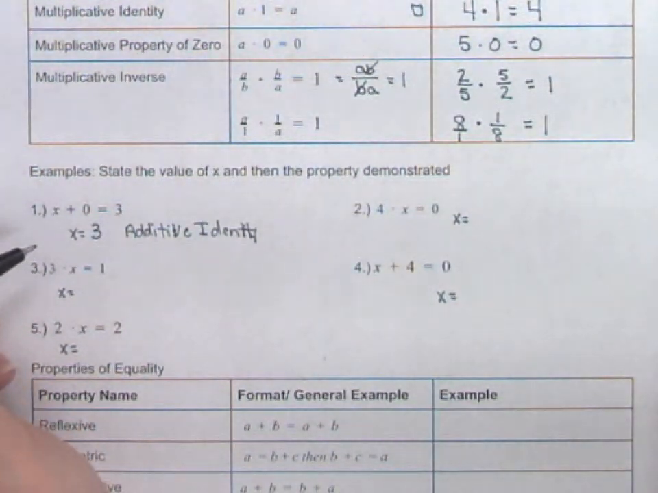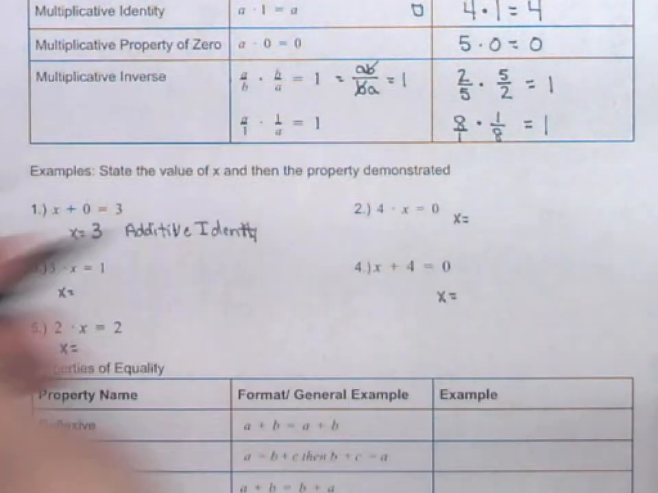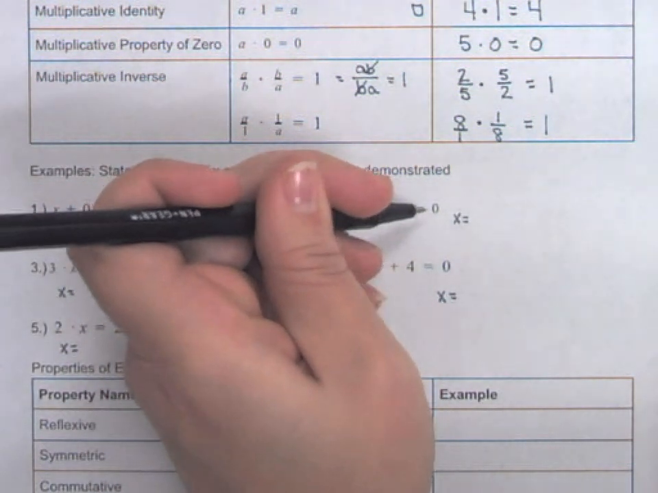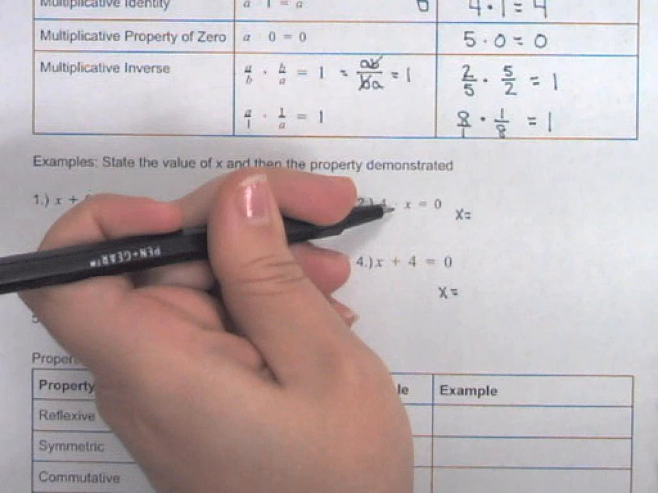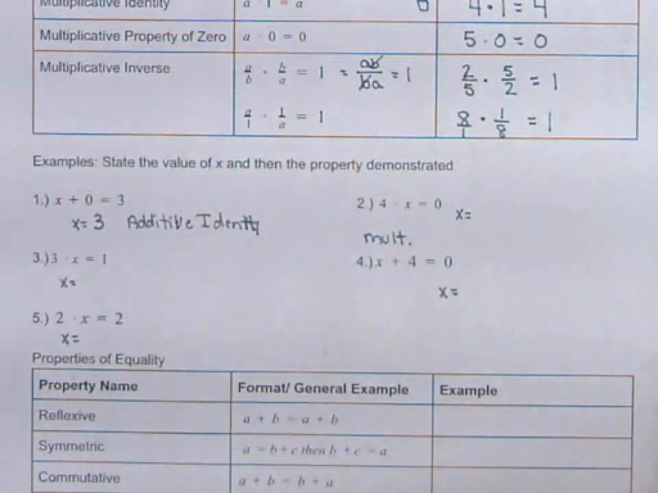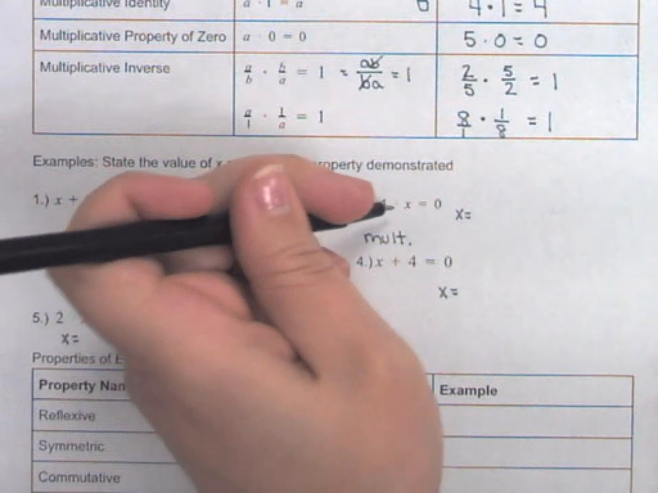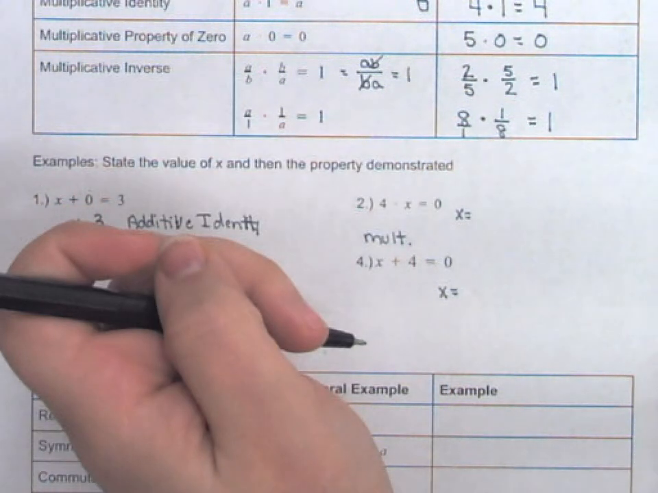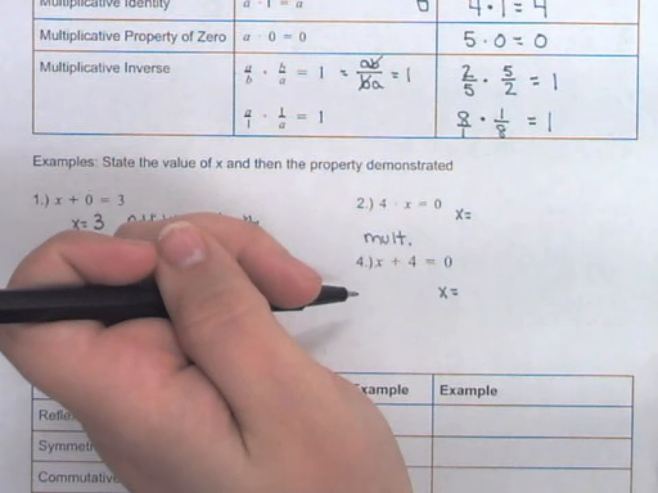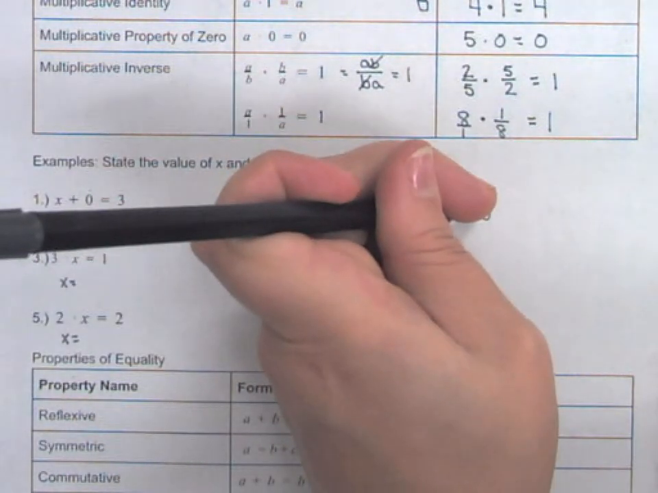Okay. Next one. Oh, technically, the next one is this way, isn't it? Okay. Next one. 4 times what would give me 0? So this is multiplication. So my answer is multiplicative something, right? I'm just going to abbreviate mult. Okay. 4 times what would give me 0? What's the only thing I can multiply 4 by? What would x be for that to be 0? X would have to be 0.